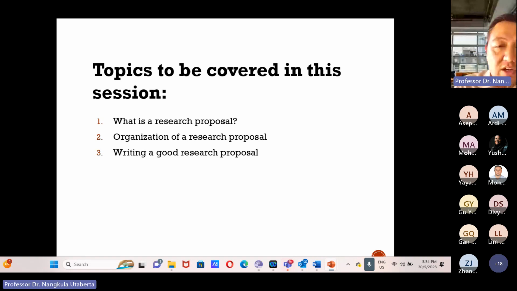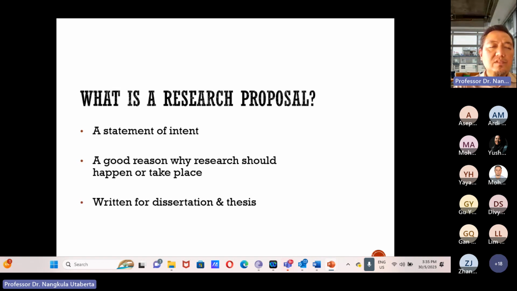We're only going to cover three important elements in this lecture: what a research proposal is, the organization of a research proposal, and how to write a good research proposal. I think this is the gist of the lecture. A research proposal is basically a statement of intent: a good reason why research should take place, written for a dissertation or thesis.